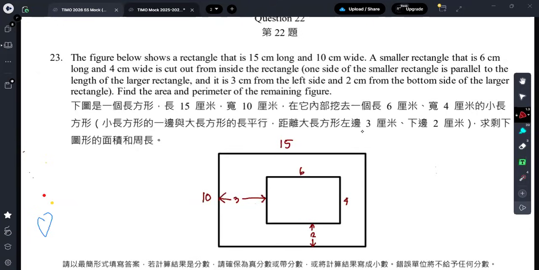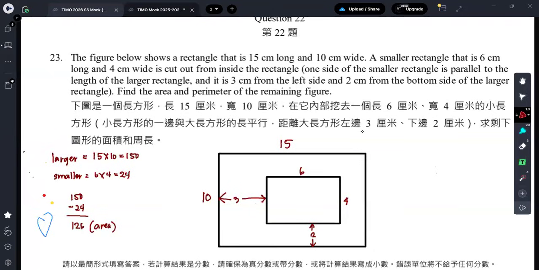So what is the area of the larger rectangle? The area of the larger rectangle is 150, which is equal to 15 times 10. The smaller area equals 24, so 6 times 4 is equal to 24. So all you need to do is subtract 24 from 150. You will get 126. So this is the area of the remaining figure. But we are asked to find the perimeter also.